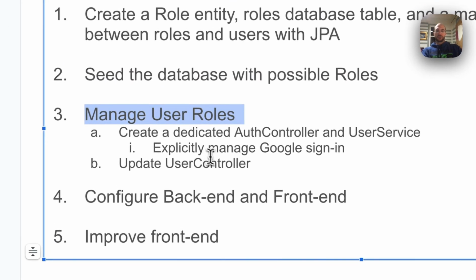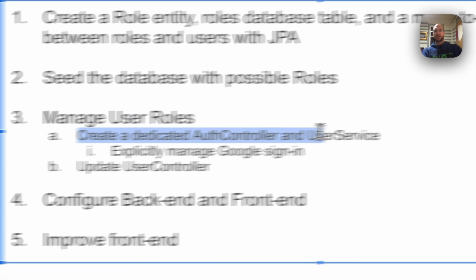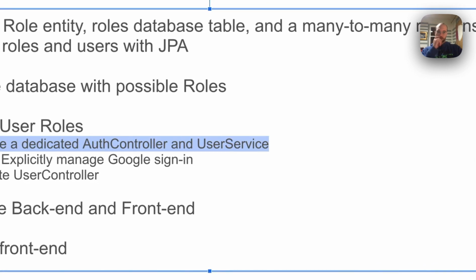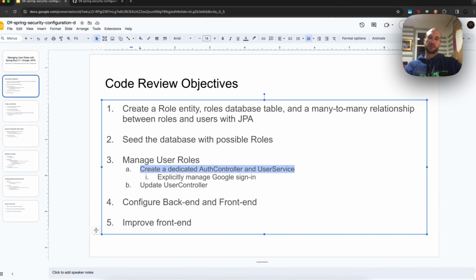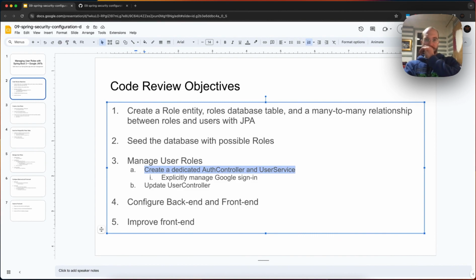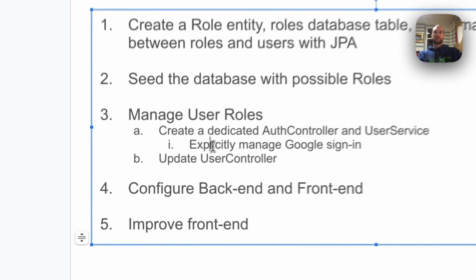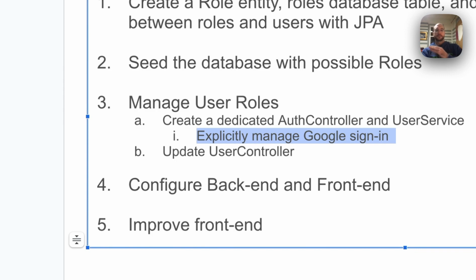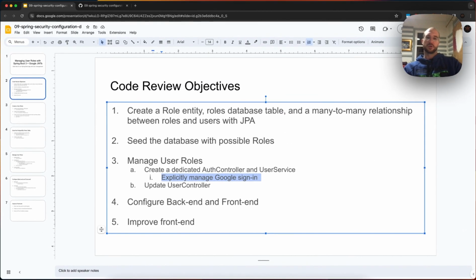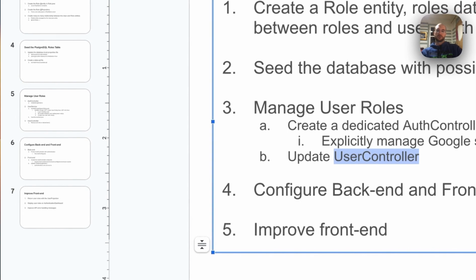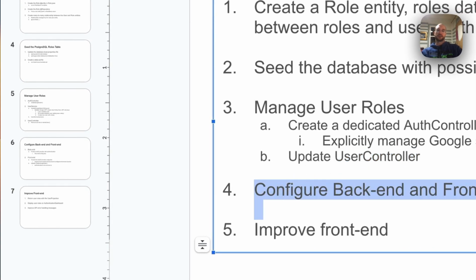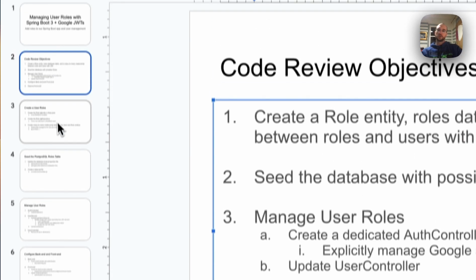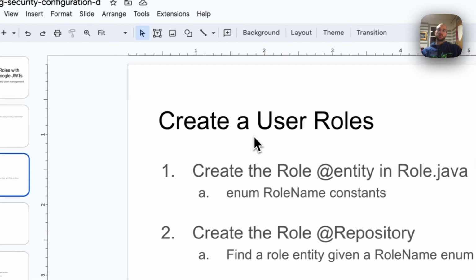We're going to manage user roles. So we're going to actually create a dedicated auth controller and a user service. We're finally going to start using services, which we should have done from the beginning, but for simplicity, we were putting all the logic in the controller. And we're going to explicitly manage a Google sign-in versus just the create user, which you saw. And then we're going to update our user controller. We're going to configure the backend and the front end. And then, like I said, we're going to improve the front end so that it's a little bit more user-friendly and shows more data.